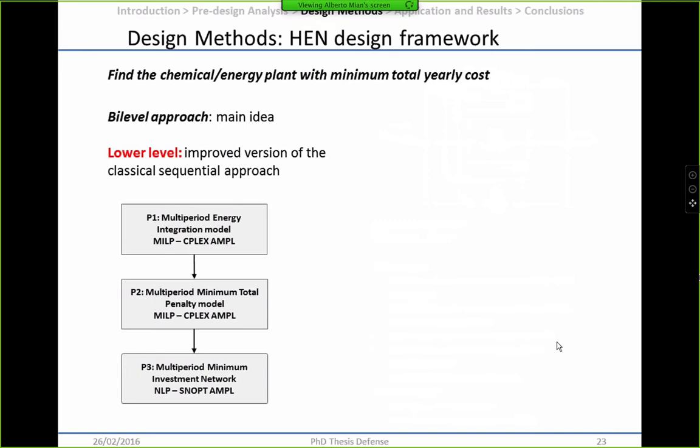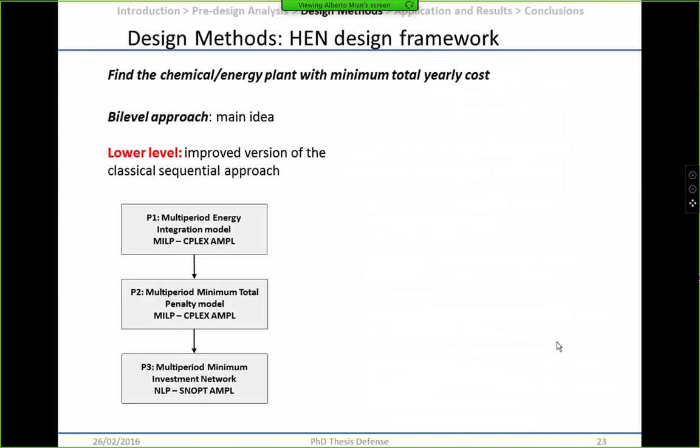So as I said, we have 3 steps. And again, I applied a bi-level approach, where the main idea is to improve the classical sequential approach at the lower level. So we have 3 problems to solve, 3 mathematical programming models, with 3 optimization problems. At first, we have to solve the multi-period energy integration. So this first step equals the step that I described for the pre-design analysis. So we simulate, we solve, and we evaluate.